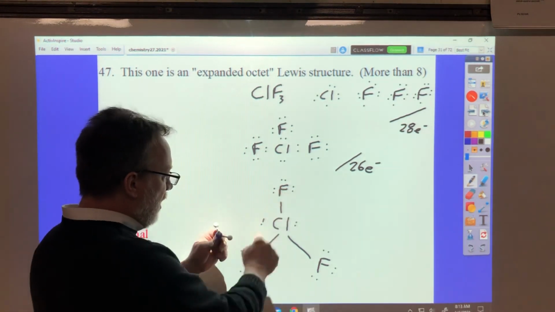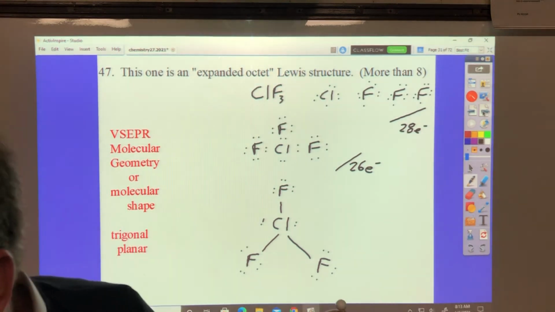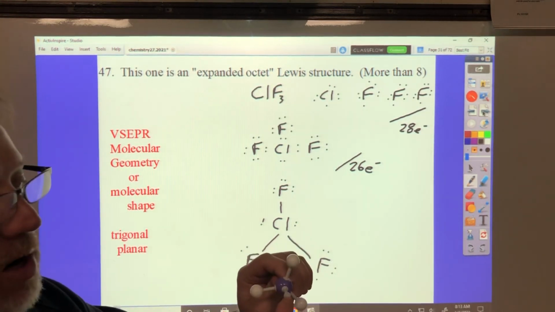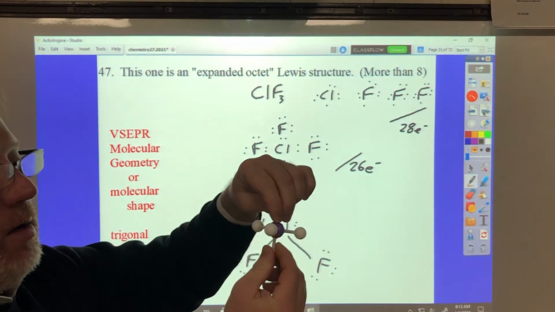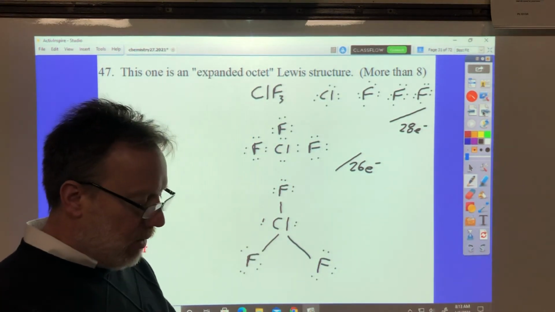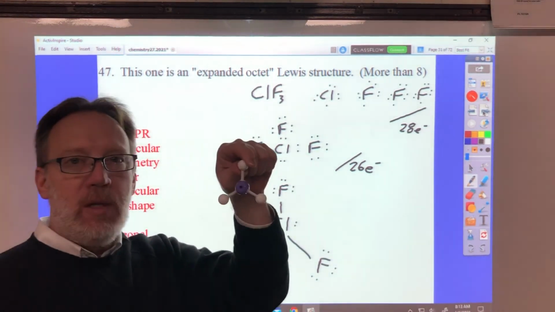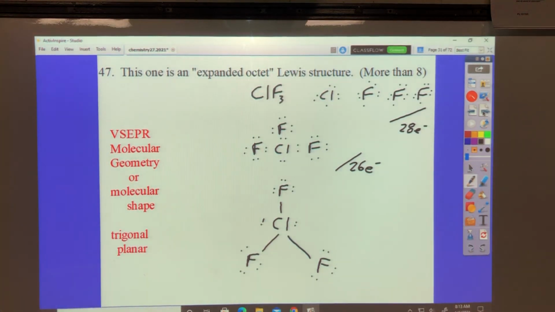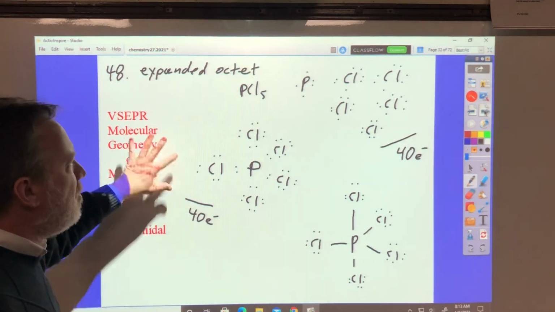Chlorine in the middle, fluorine, fluorine, fluorine. I should have green balls on here, but I've got them busy doing something else. And a pair of electrons one way and a pair on the other side. So something like this, and you don't see the lone pairs. What you do see is a triangle in a plane. Triangular planar or trigonal planar.